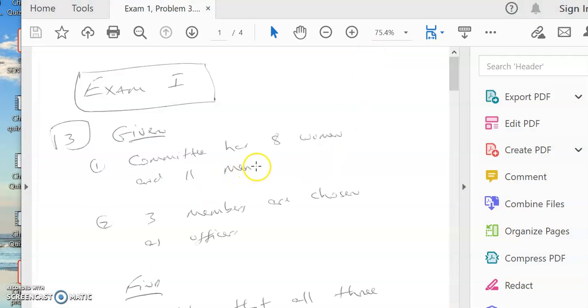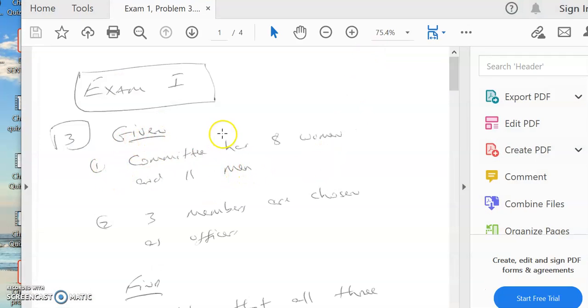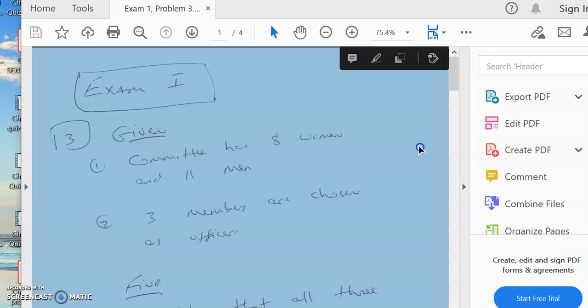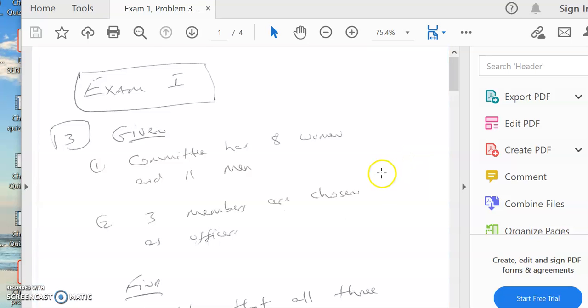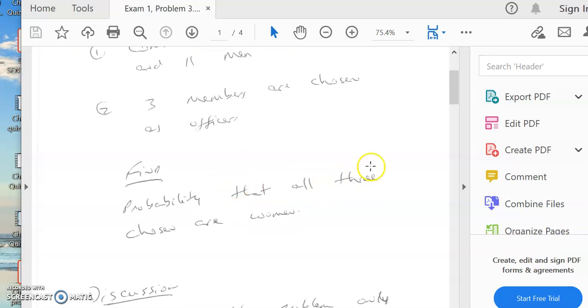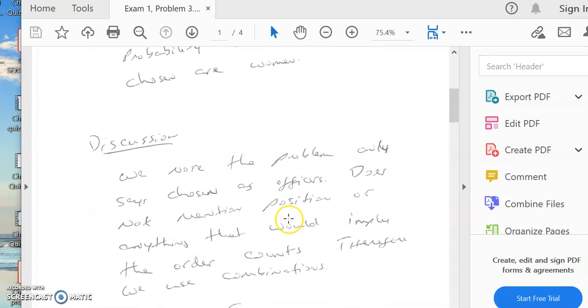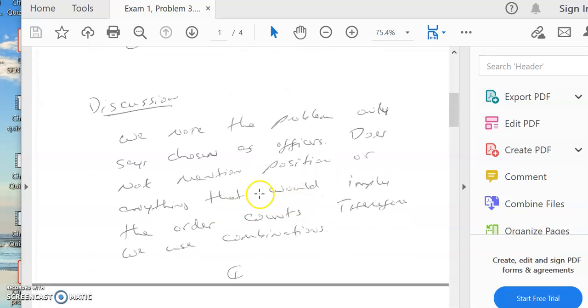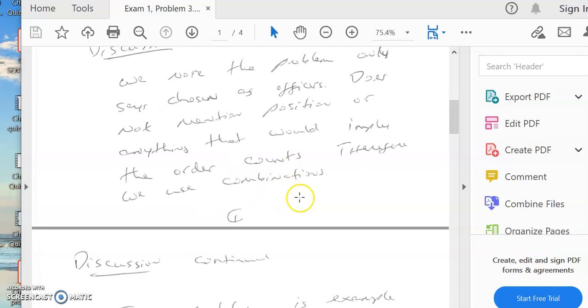Okay, so my typical format, what am I given? The information that I'm given here is that the committee has 8 women and 11 men. 3 members are chosen as officers. Find the probability that all 3 chosen are women. Let's have a little discussion here. We note that the problem only says chosen as officers. It does not mention a position or anything that would imply that the order counts.